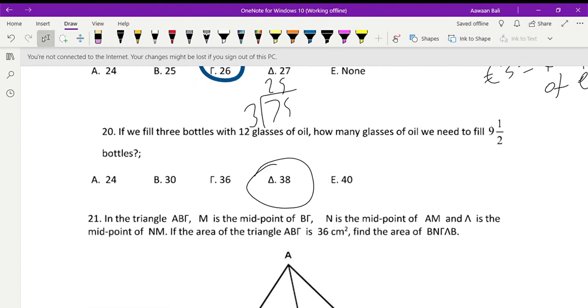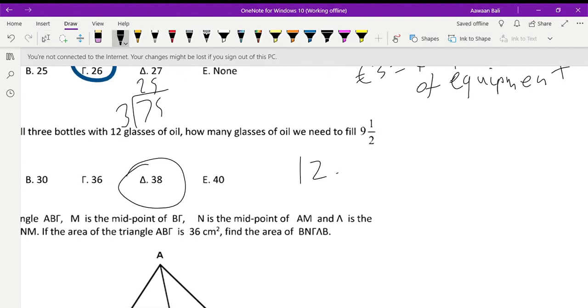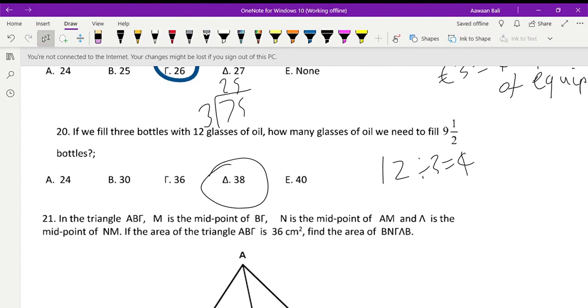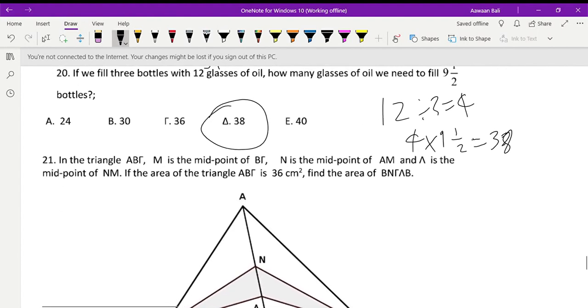Question number 20. If we fill 3 bottles with 12 glasses of oil, how many glasses of oil do we need to fill 9 and a half bottles? Basically, 12 divided by 3 is 4. So for one bottle, it's 4 glasses of oil. Which means we just do 4 times 9.5. 4 times 9 is 36. Half of 4 is 2. So 36 plus 2 is 38. Therefore, the answer is delta, 38.